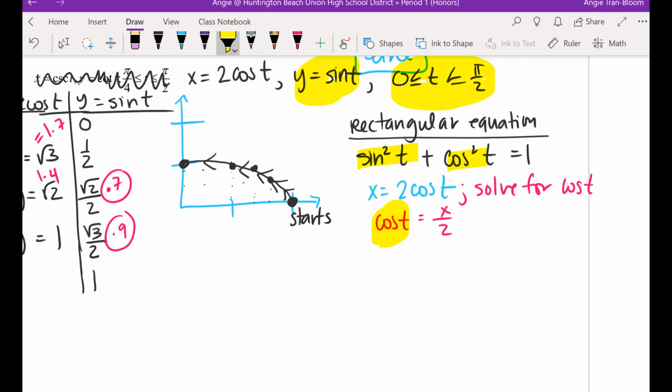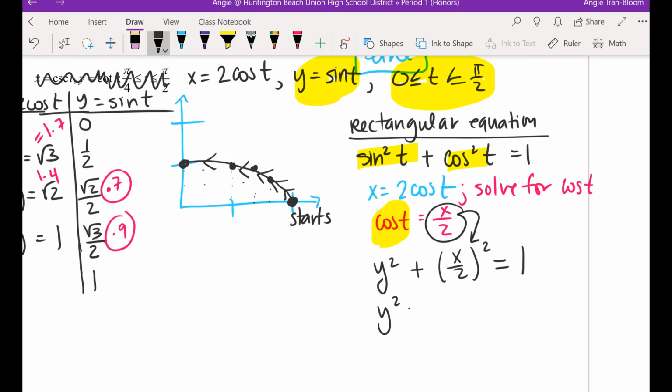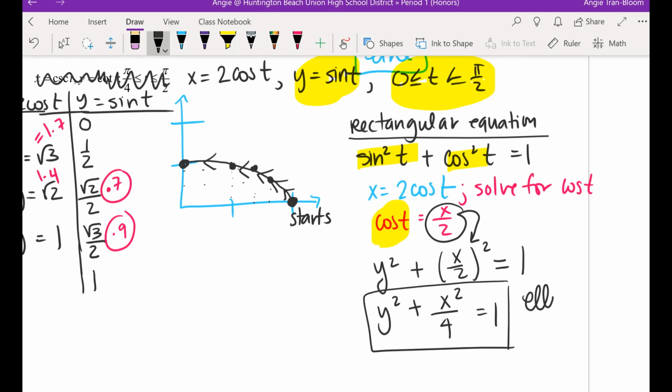Because remember, rectangular is just simply rewriting it all so everything is x and y. So sine squared of t is now just y squared, plus cosine squared of t is now x divided by 2, squared, because cosine is x divided by 2, equals 1. And let's simplify this out. Y squared plus x squared all over 4 equals 1. So this is an ellipse. Yay! This is totally an ellipse. And that's exactly how you convert your parametric equations into rectangular. And this is the end.